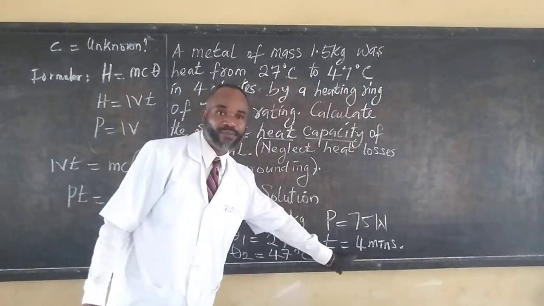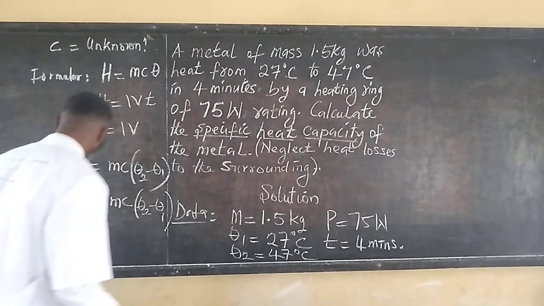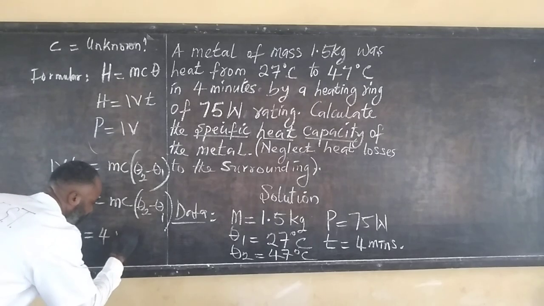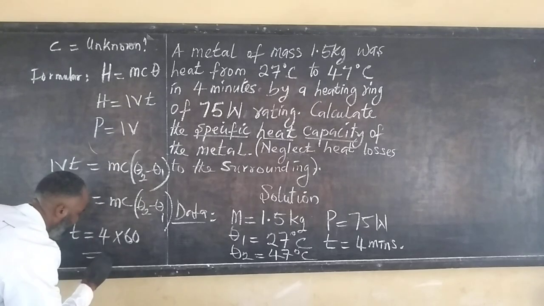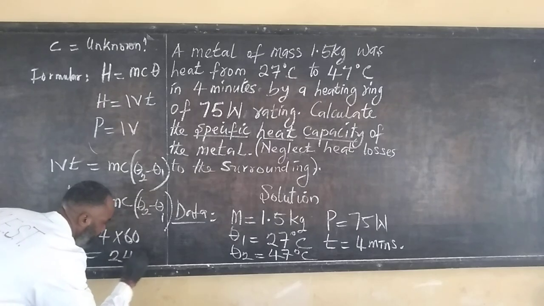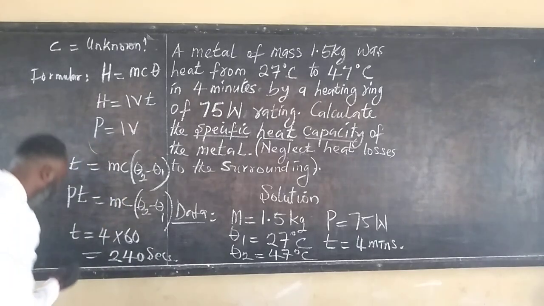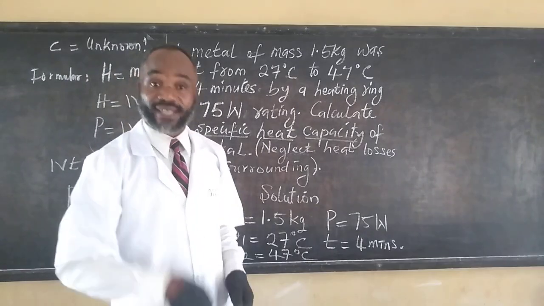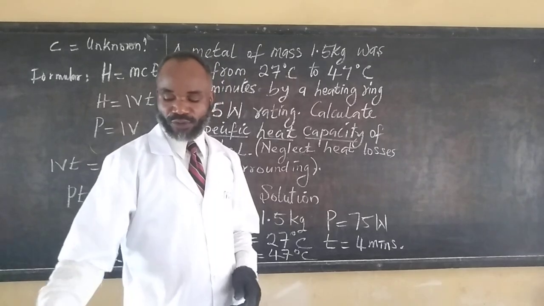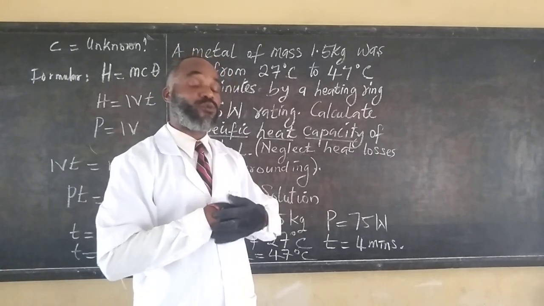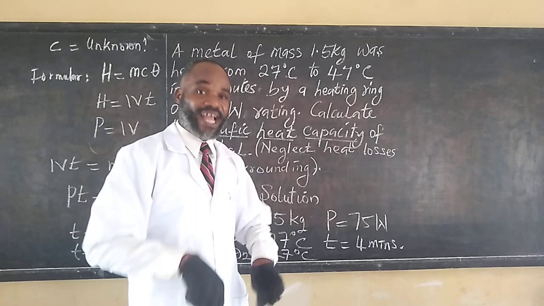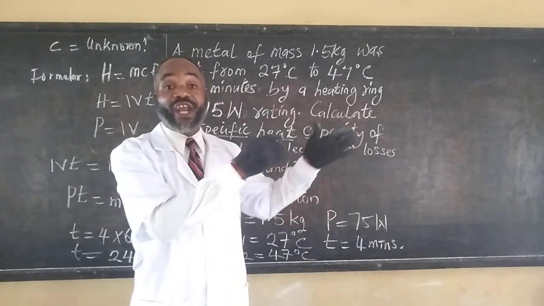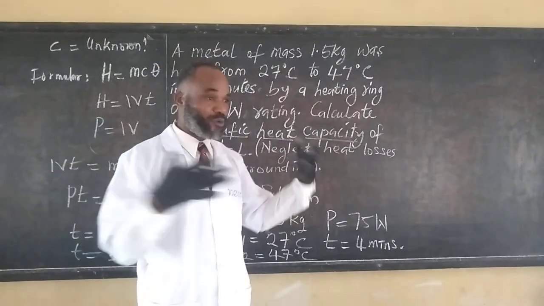We should convert this 4 minutes. How do we convert this? T is equal to 4 minutes times 60. 4 times 60 will give us 240 seconds. Good. So we have converted time; time is now 240 seconds, in seconds instead of minutes. So what do we do next? As a student, you ask yourself that question, what would you do to get the answer? Always ask yourself questions while solving a question. That will give you a range of ideas on what to do next.